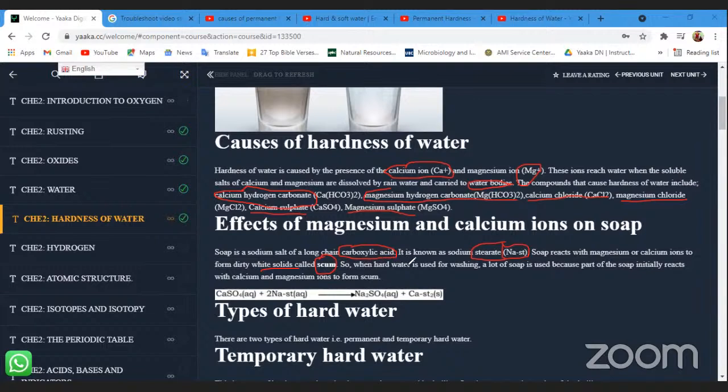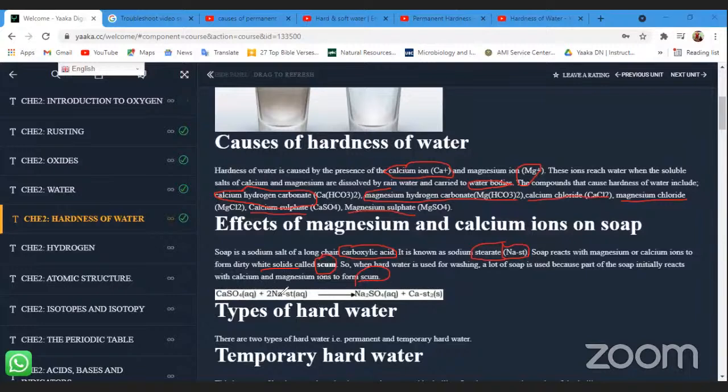That is the scum. So when hard water is used for washing, a lot of soap is used because part of the soap initially reacts with calcium and magnesium ions to form scum. Okay, so that's what happens when you're using hard water. You're going to use a lot of soap because part of the soap is going into reacting with those ions instead of going straight into reacting with the dirt and removing the dirt from your clothes or something. Instead, part of the soap is reacting with the water itself that you're using. Now that is not good. That is not helping in the process that you're trying to do.